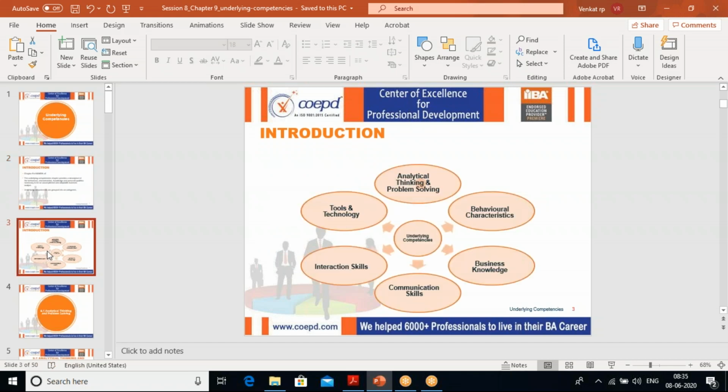Those 6 categories, if you can see here, are analytical thinking and problem solving, then behavioral characteristics, then business knowledge, then communication skills, then interaction skills, and tools and technology. We should be aware of these skills, and you should start practicing them as well. Then only you will get clarity on the work you are actually going to do. So let us try to discuss each one of them.